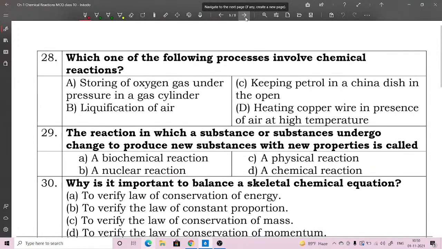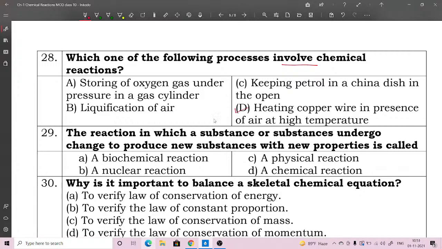Okay, question number 28. Which of the following processes involves a chemical reaction? Storing of oxygen under pressure in a gas cylinder, liquefaction of air, keeping petroleum in a dish, or heating of copper wire in presence of air at high temperature. This question is repeated, but the options are slightly different. Here the question says, which of the following processes involves a chemical reaction? So we know that when you heat copper wire, it's a chemical reaction that is taking place.